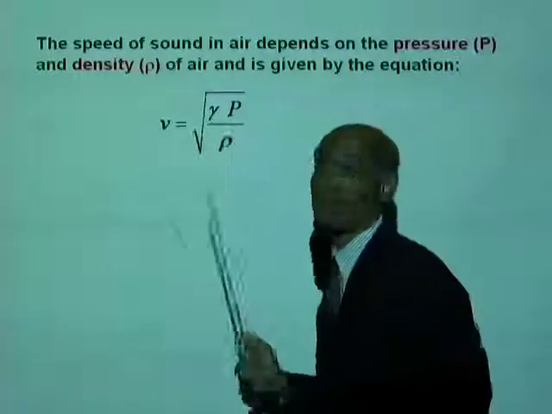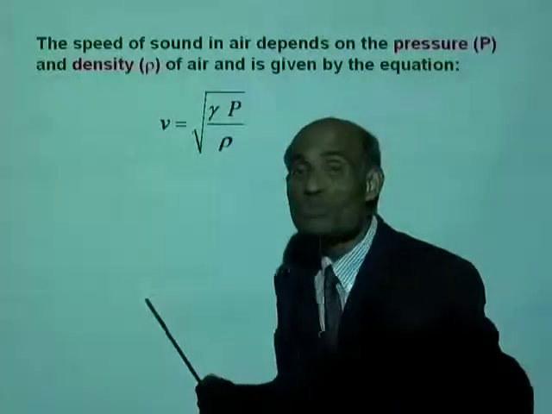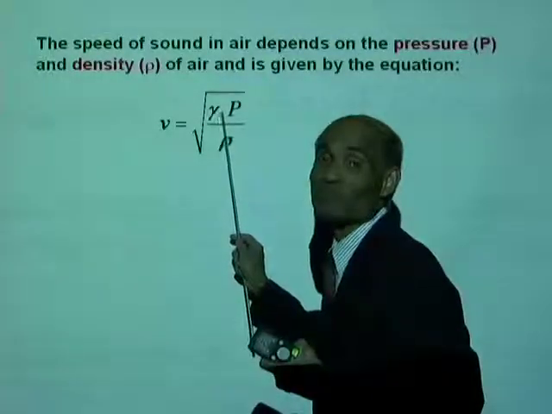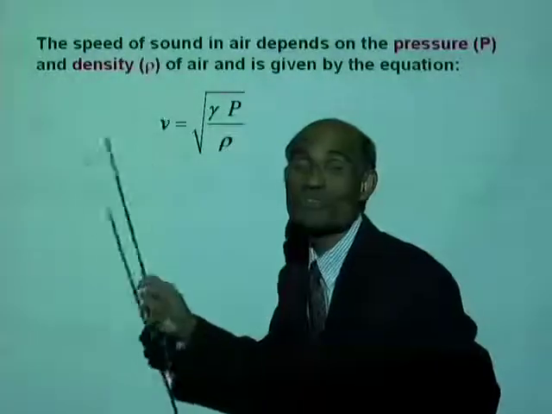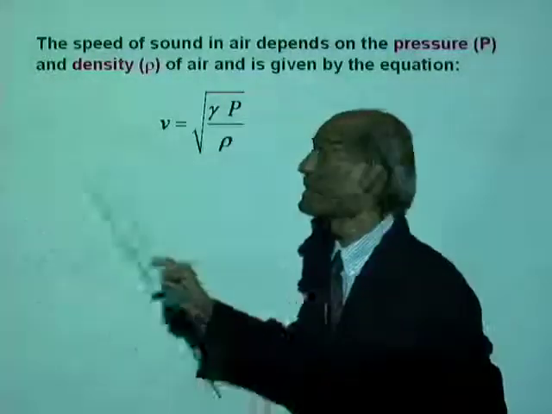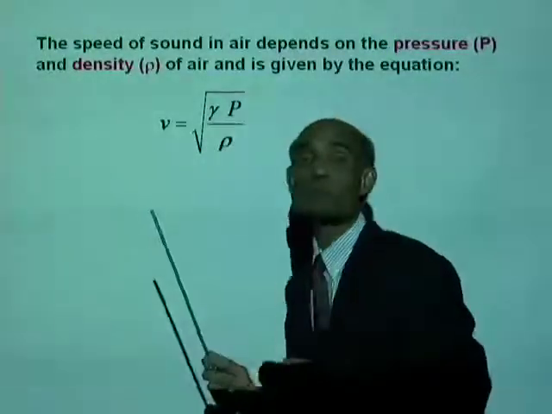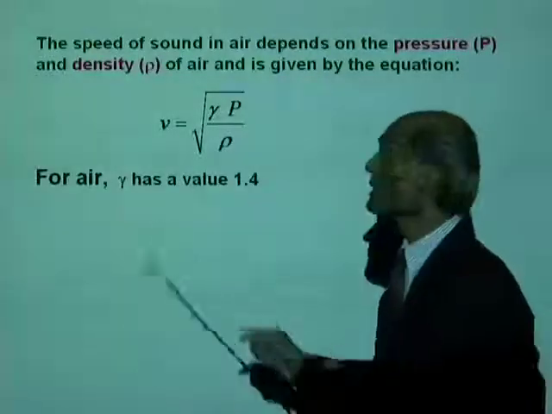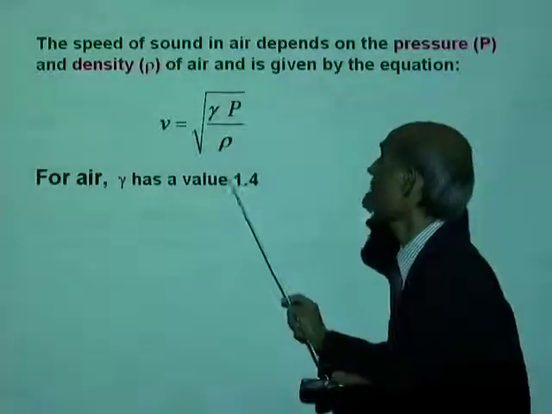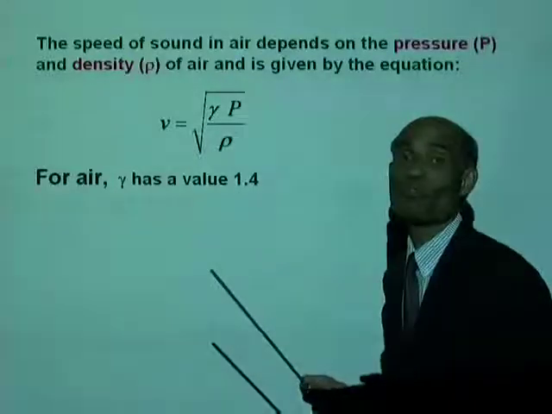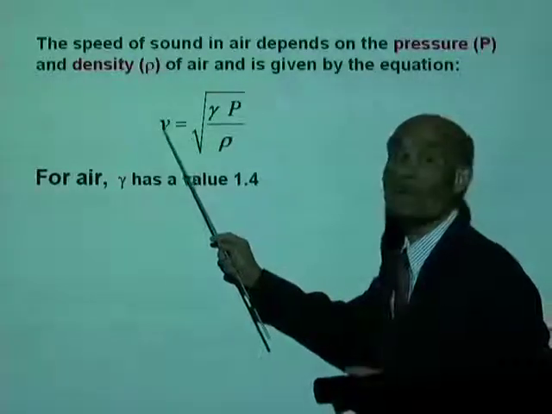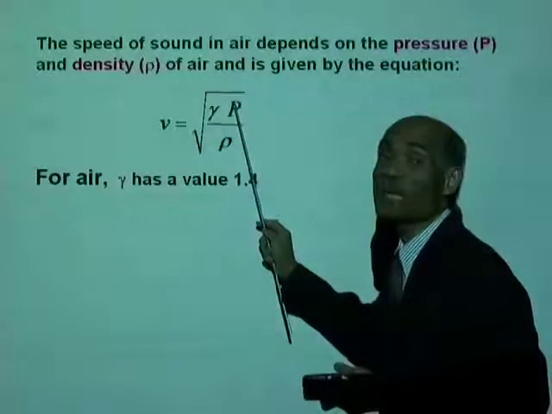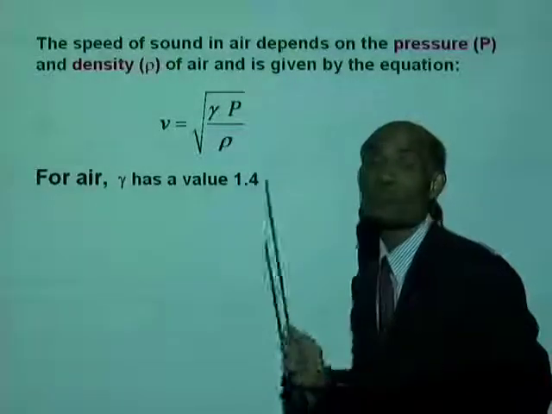Now, this gamma, in the second unit of this course, we will talk about this gamma. Alright, at the moment, you need to know for air, the value of gamma is 1.4. I will give it to you as we go on. For air, gamma has the value of 1.4. So the speed of sound in air is square root of gamma P, the pressure, divided by the density.